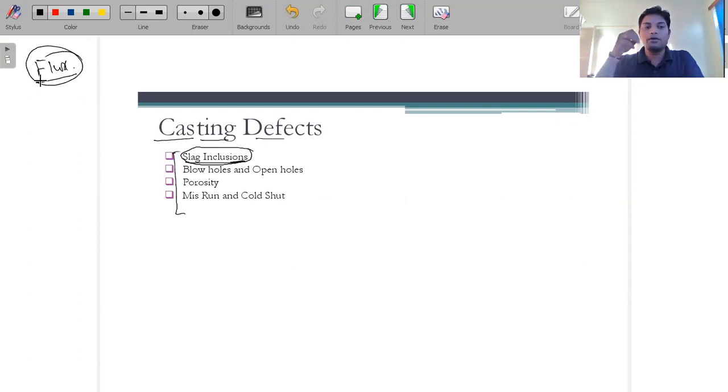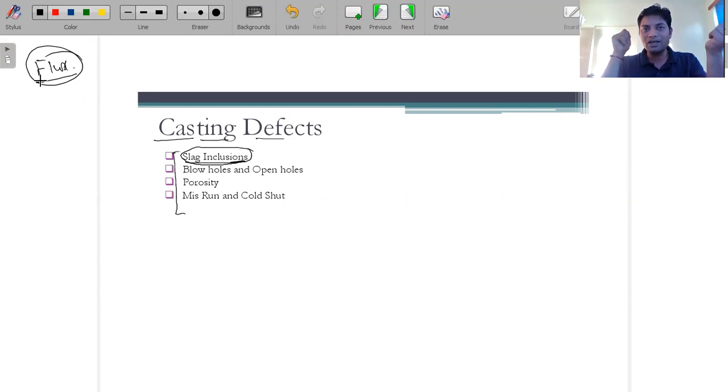Whenever we are melting, we keep some solid material in the furnace and heat it. When we are heating, everything is done in the atmosphere only. We cannot go for a vacuum, so we are working in the atmosphere.